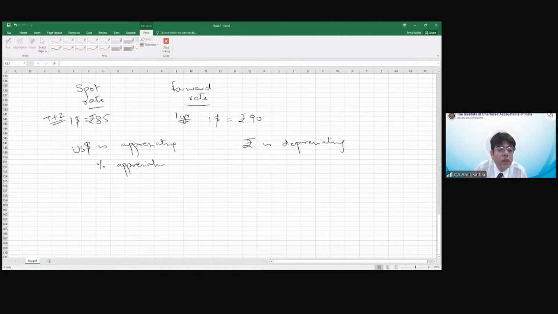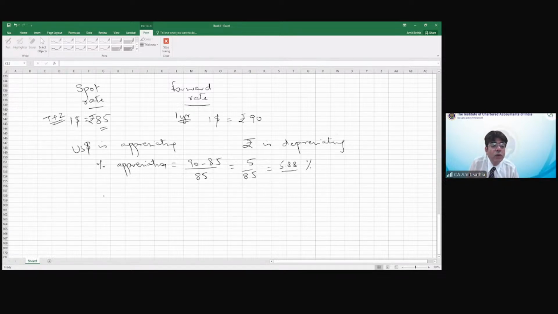5.88. And how do we calculate that? The numerator will be 90 minus 85, with no change whatsoever. It is only the denominator that matters. The denominator is for the quoted currency, here the potato, so the original price of the potato, which is 85 rupees, the spot price. So it will be 5 upon 85, and that turns out to be 5.88%. This is the percentage appreciation.